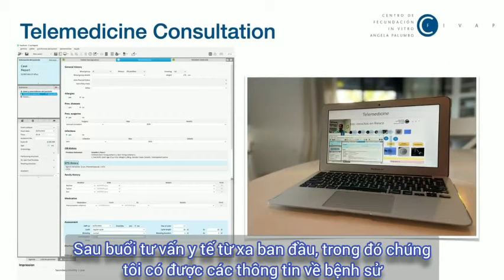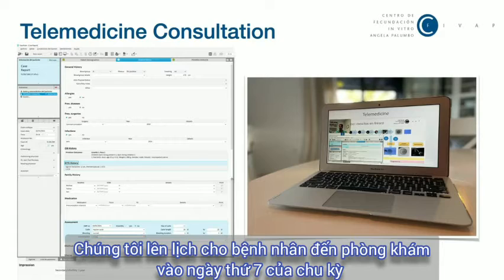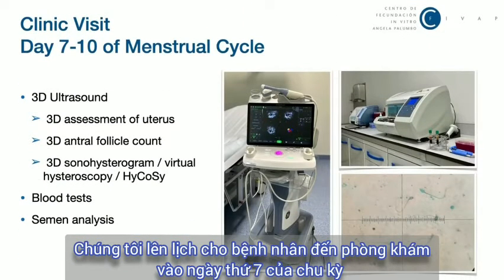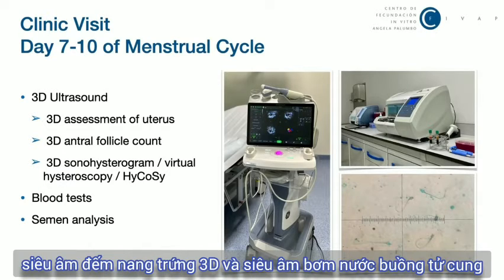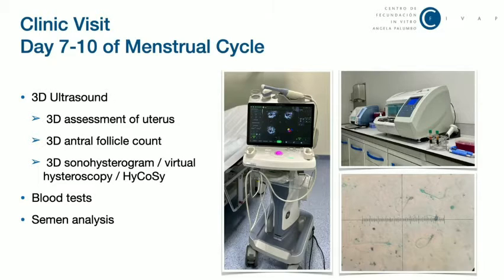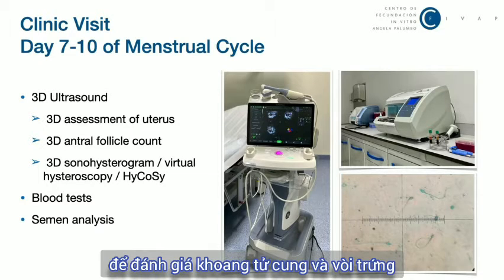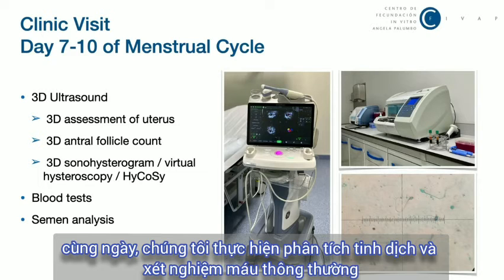After an initial telemedicine consultation during which we obtained all the relevant information of the medical history, we scheduled a clinic visit on day 7 of cycle to perform a 3D ultrasound assessment of the uterus, a 3D antral follicle count, and a sonohysterogram to evaluate the uterine cavity and tubes. On the same day, we also performed a semen analysis and routine blood tests.